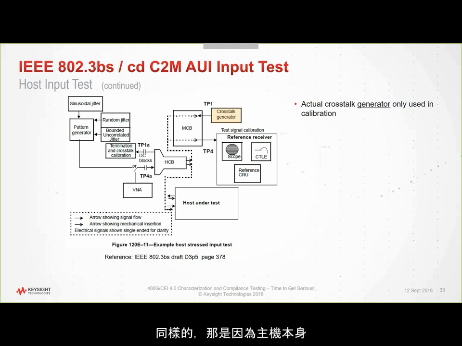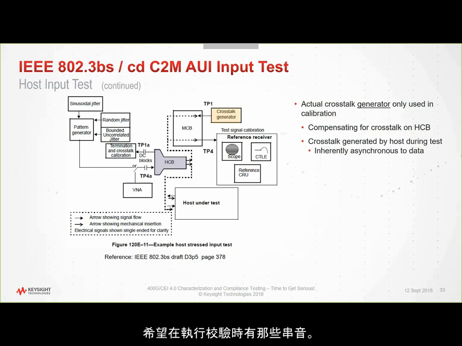Well, again, that's because the host itself is going to generate its own crosstalk. And the only reason we put that in calibration is we want to compensate for any coupling, any crosstalk that's on the compliance boards themselves. And they typically will have some effect there. You'll see a little bit of eye closure, and you don't want to overstress the DUTs. So for the purposes of calibration, we want to have that crosstalk in there when we do the calibration.